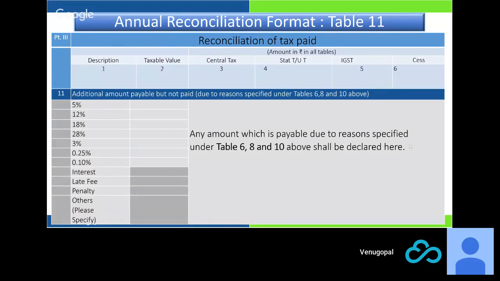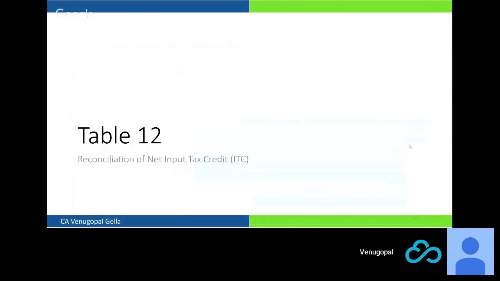Table 6, 8, and 10 will be considered, and the auditor would say, on account of turnover or rate of taxes not matching, this is going to be an additional liability, additional amount payable which is not paid for any other reasons. Now, this amount which is not paid can be disclosed here, and the SSC can be paying it through DRC 03. We have completed the first part of GSTR 9C.